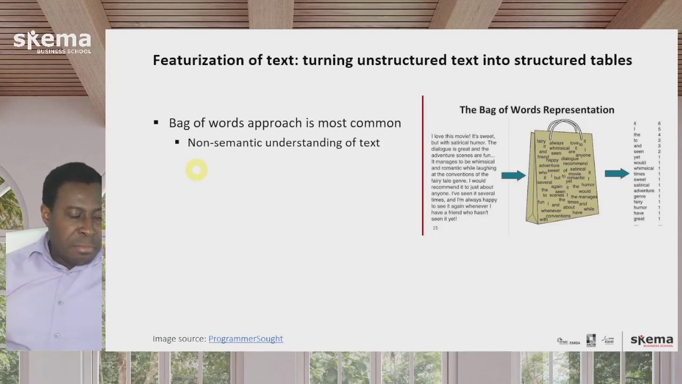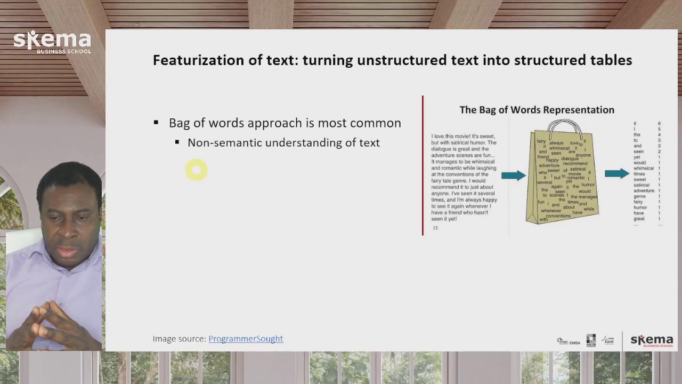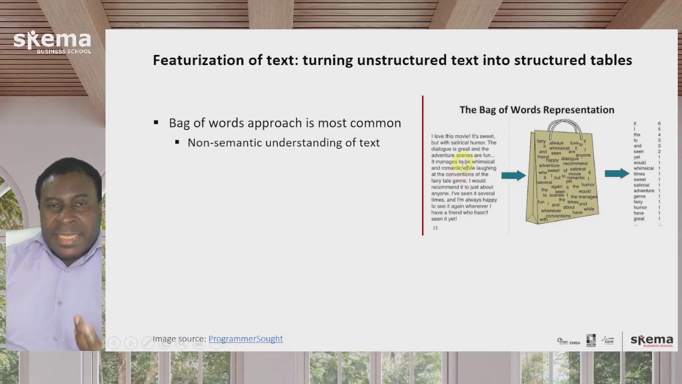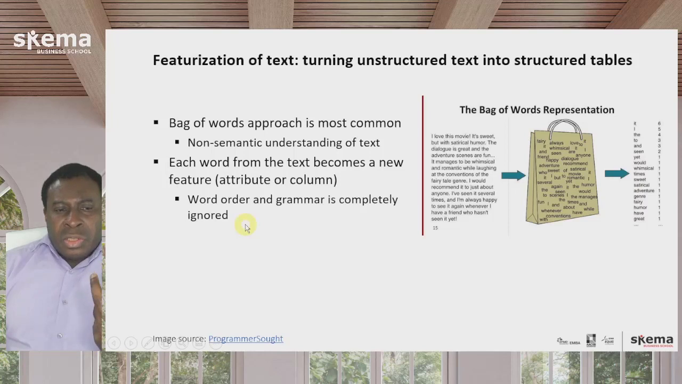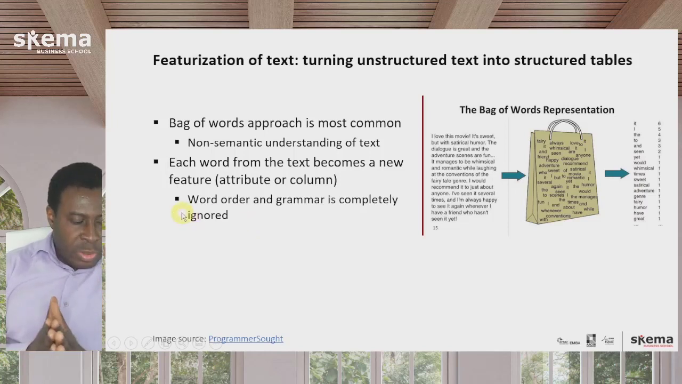This means a non-semantic understanding of text. Non-semantic meaning that it doesn't really understand what the text says from a human perspective, but it breaks up all these words and tosses them in a bag. The emphasis of tossing them is that the words end up being completely jumbled. They lose their order, and each word is considered a distinct word. You can sort the words based on how frequently each word occurs, but you really lose all sense of sentence structure and how things flow. So the word order and the grammar are completely ignored.